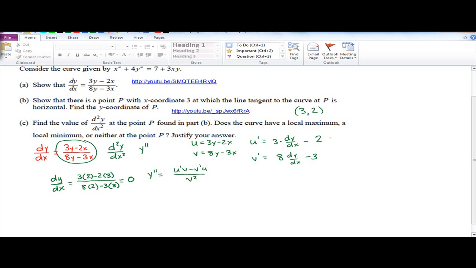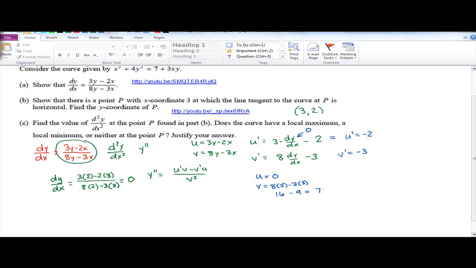Similarly, I'm going to plug numbers in here. So we said that was 0. So that means u prime equals negative 2 and v prime equals negative 3. And also plugging in for u will equal 0 and v will equal 8 times 2 minus 3 times 3, or 16 minus 9 equals 7.